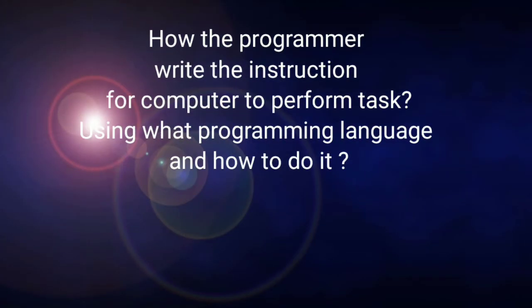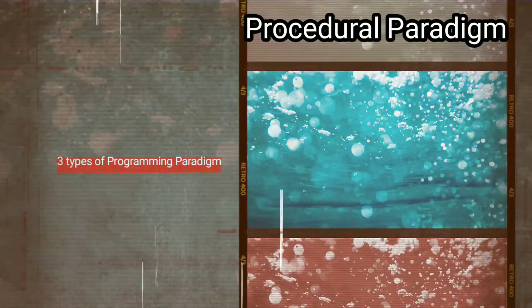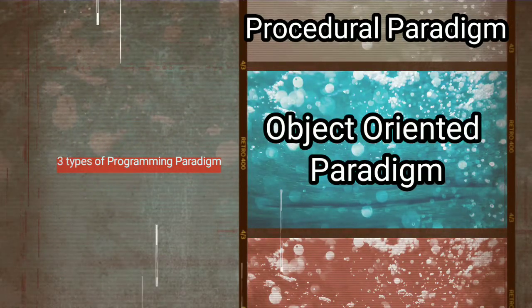How does the programmer write the instructions for the computer to perform tasks? Using what programming language? Firstly, they must think of what programming paradigm to be used to write the instructions. There are three types of programming paradigm: procedural paradigm, object-oriented paradigm, and logic paradigm.